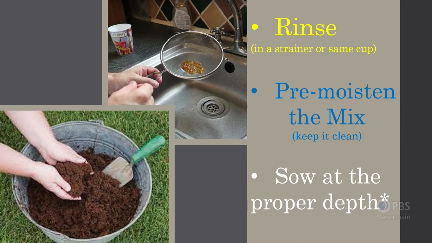Then moisten the seed starting mix. Always moisten the seed starting mix before you even start. You can do that while the seeds are soaking, really, if you're doing it in the same day. If I do it overnight, I'll go and pre-soak the mix before I take the seeds out of the cup to sow them.